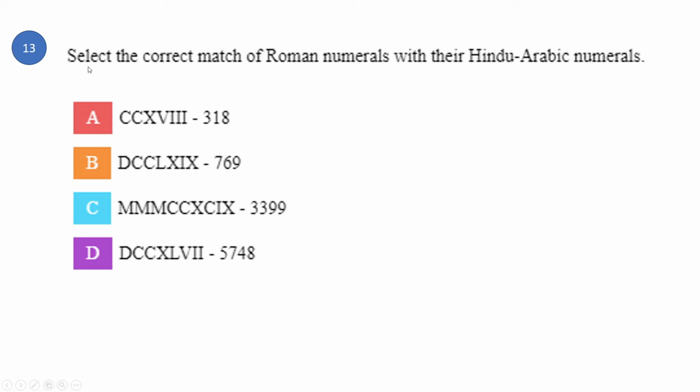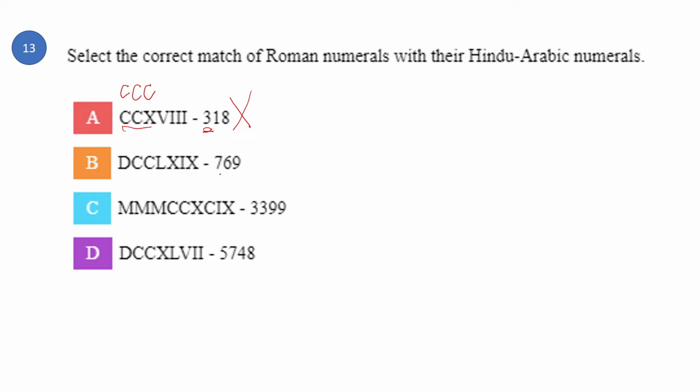Next question is, select the correct match of Roman numerals with the Hindu Arabic numerals. Here are the options. Choose the right answer now. Well, let's go through the answers and eliminate the wrong ones. In case of the first one, it is 300. 300 means C, C, C, because C is 100. But here there are only 2, so this is not right.